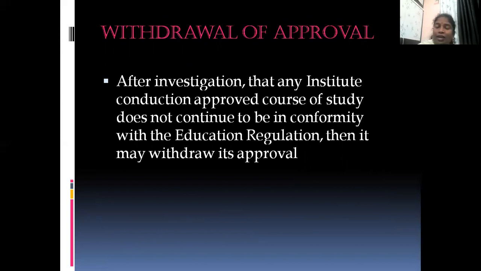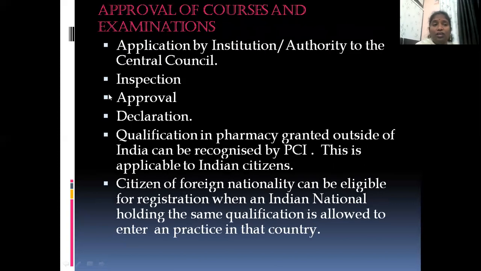In which cases? After inspection of any institute conducting the course of study, if it does not continue to conform with the education regulation, then its approval may be withdrawn. If they are not following the rules and regulations, the approval can be withdrawn. Okay, approval of the course and examinations. How is approval given? By application from the institution. Whatever the college, for example Sri Datta Institute, they have to apply to the ER regulations.